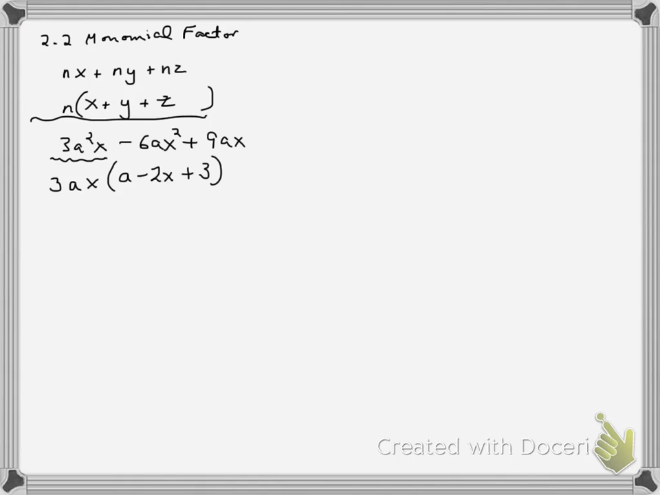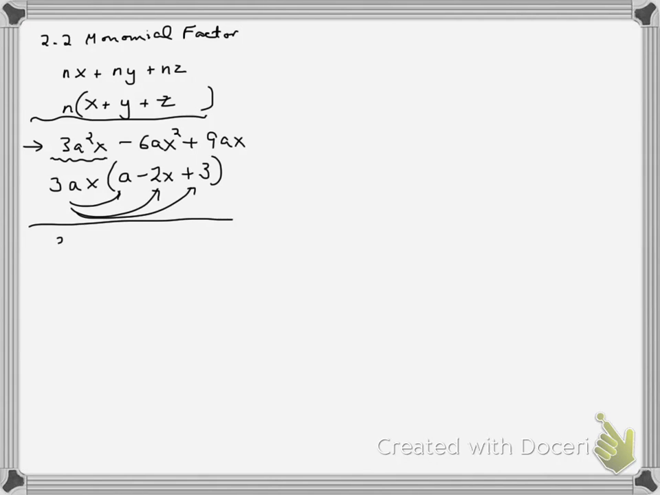Now what am I saying here? I'm saying that if I distributed, I should get what I began with: 3a squared x minus 6ax squared plus 9ax. So hopefully that's very clear to you. We are doing, so to speak, the opposite of distributing. We're trying to take out the largest thing they have in common.